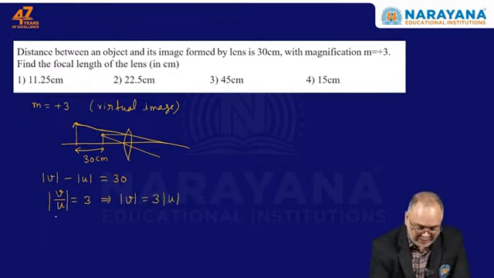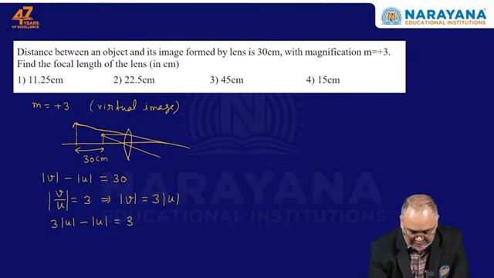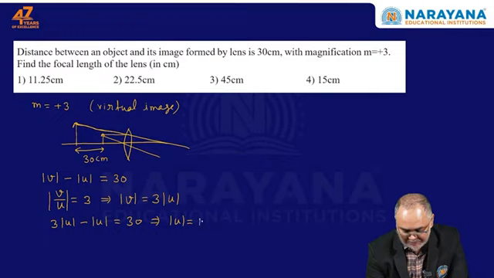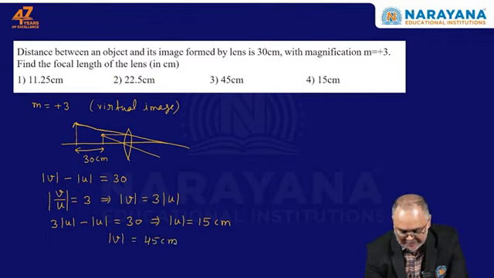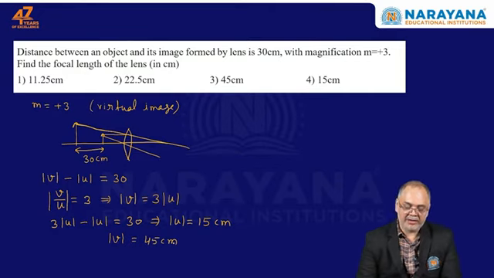Now I can put the value here. So I'll get 3 times mod u minus mod u is equal to 30. So the magnitude of u value is what? That is 15 centimeter. And similarly, I can write magnitude of v value is how much? That is 45 centimeter.